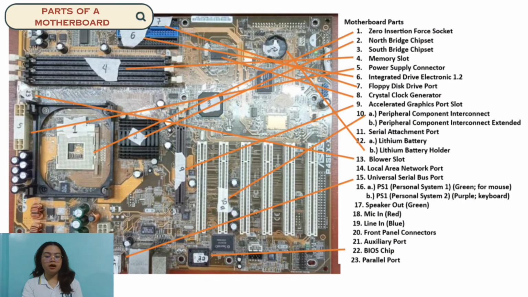Next is the memory slot. The memory slot provides the necessary interface for installing RAM modules, which play a crucial role in the speed and efficiency of the computer system by providing a fast access storage for frequently used data. Next is the power supply connector. A power supply provides the necessary electrical power to let the computer work.